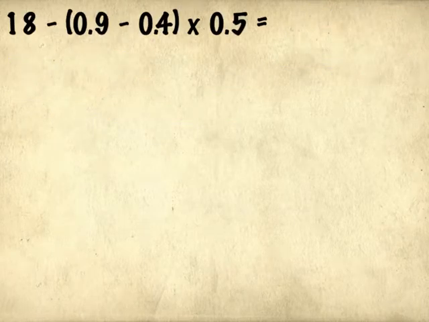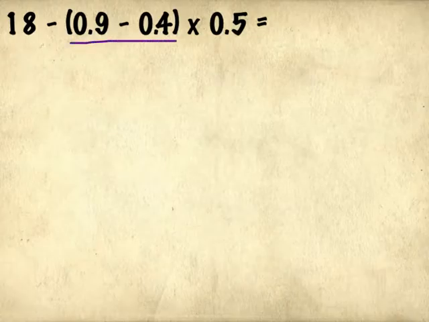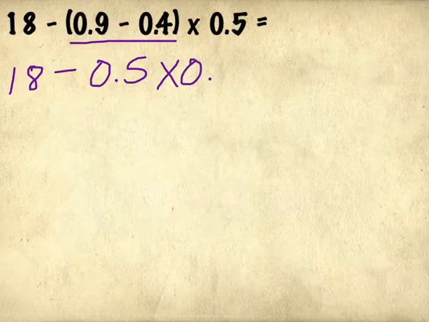And now here's one for you to try. So pause the video here and see if you can get this question. So I'm going to start with brackets. So this part will stay the same, 18 take away 0.9 minus 0.4 is 0.5, times 0.5 equals, I don't know yet.